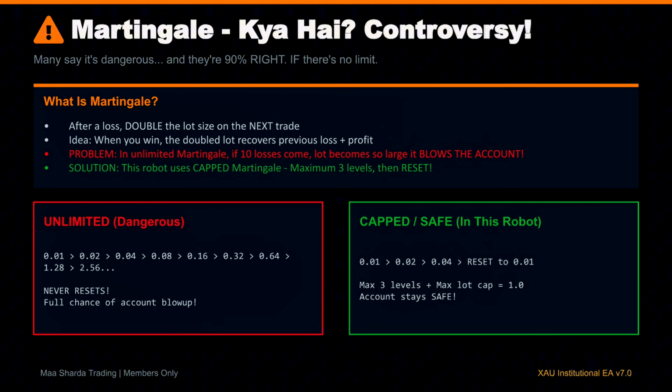The martingale strategy involves doubling the lot size after a loss to recover losses with the next win. However, unlimited martingale is dangerous. This robot uses a capped martingale, limited to a maximum of 3 levels, ensuring the account remains safe with a forced reset after the limit.